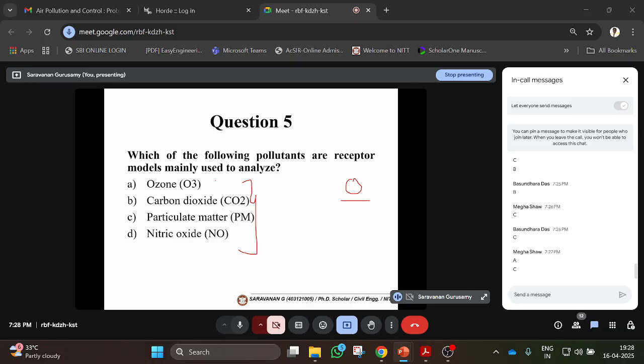Particulate matter, because the others are chemically reactive. Particulate matter is not chemically reactive because it's solid, a particle. So it will not react. Whatever is emitted will reach the receptor after dispersion.